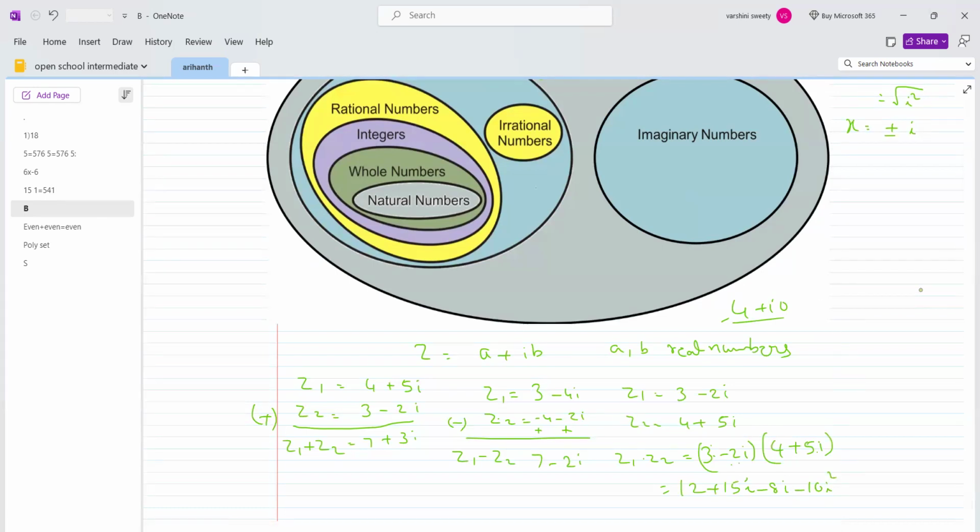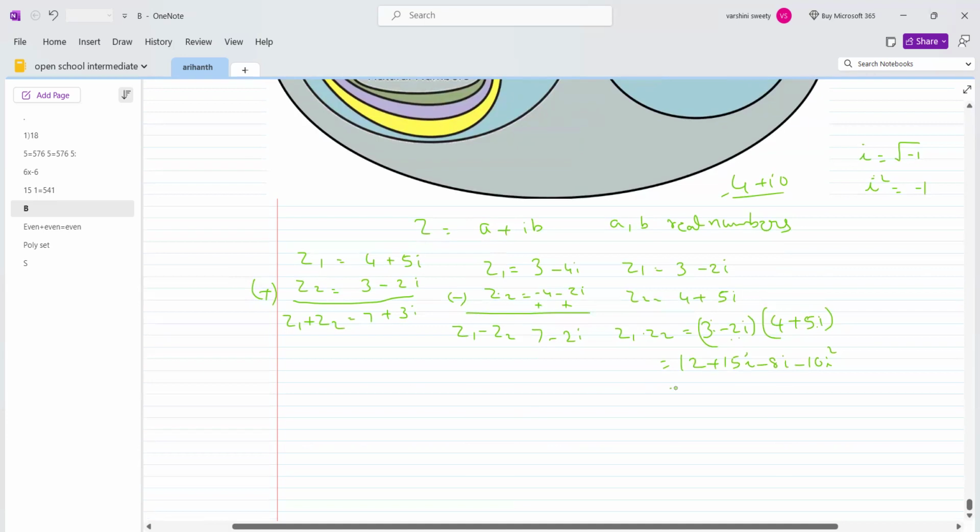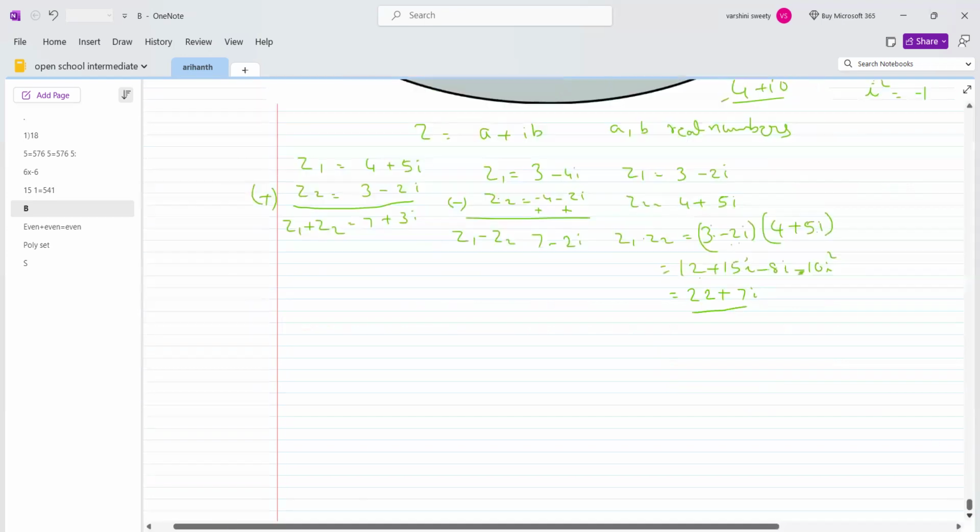Here i is root of minus 1, so i square, squaring on both sides, we get minus 1. Here I am simplifying these equations. 12 plus minus 10 into i square, which is minus 1, minus 10 into minus 1 is plus 10. 12 plus 10 is 22, 15 minus 8 is 7i. So it is the product of two complex numbers.